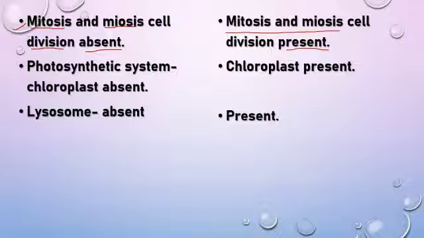And the next one is the photosynthetic system. In the prokaryotic cells, the chloroplast is absent. In the case of the eukaryotic cells, the chloroplasts are present. And the next one is that we will discuss lysosome. In the prokaryotic cells, lysosome is absent, but in the case of the eukaryotic cells, lysosomes are present.